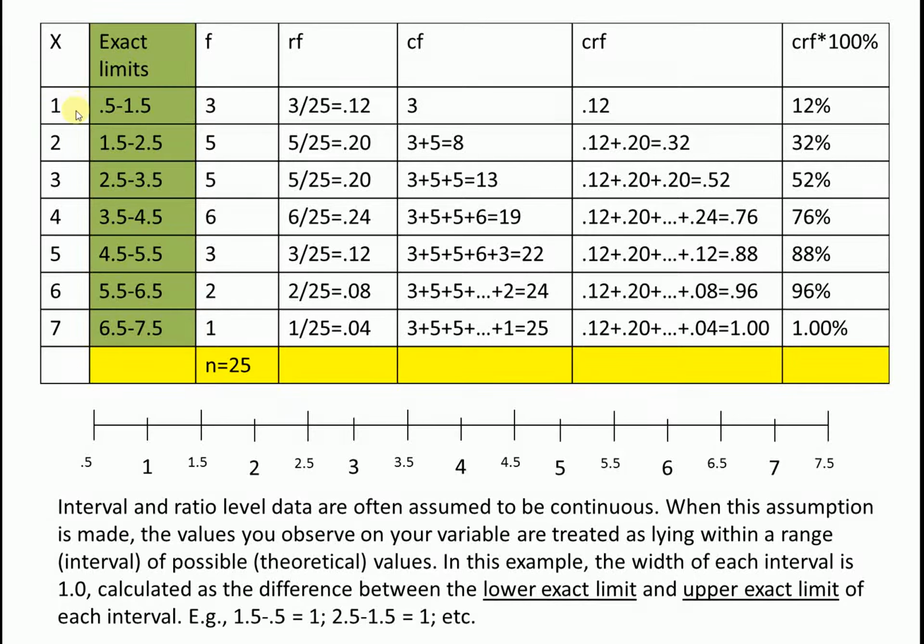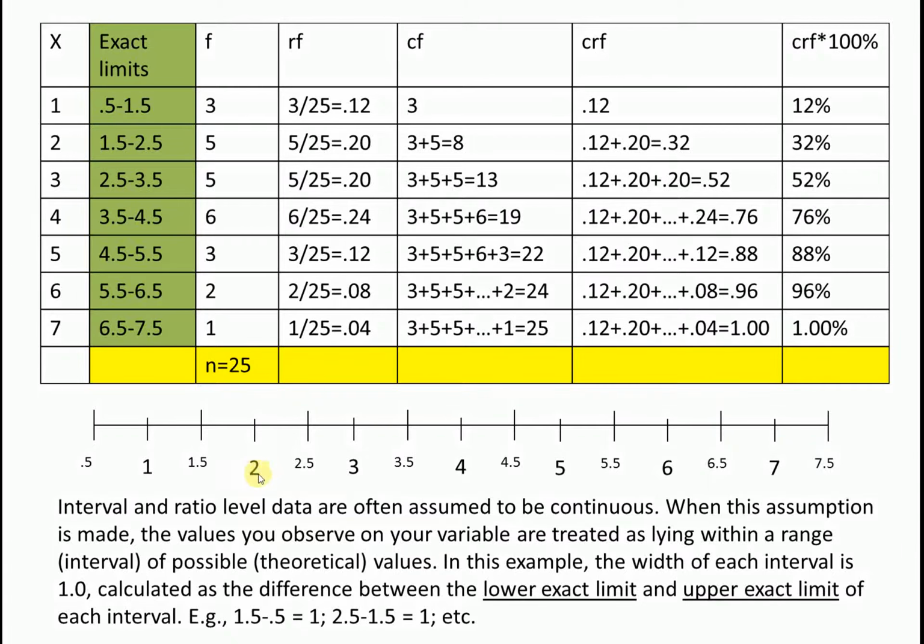So in this particular data set, the values that we're observing on X are basically serving as midpoints of intervals that represent those theoretical ranges. So there's 0.5 to 1.5. The value of 1 falls in the center, and so in theory, with enough precision in measurement, we might observe values that fall anywhere between 0.5 and 1.5.